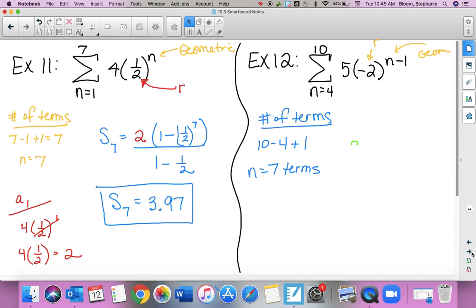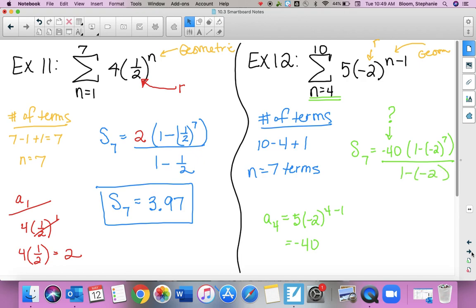So same as last time, the sum of 7 terms. Now I need to know what is my first term. Well, remember, the first one we're starting with adding is our fourth. So I need to find what that fourth term is. I'm going to do that by plugging in 4 for my n. When I do that, I get negative 40, so that's going to go right here. And then 1 minus my r is negative 2, raised to the 7th, all over 1 minus negative 2. When you do that on your calculator, the sum is negative 1,720.